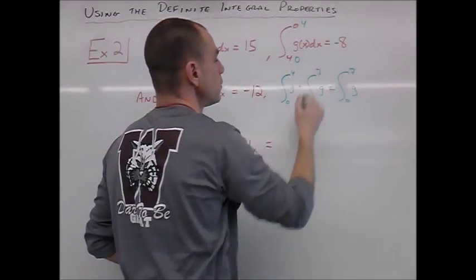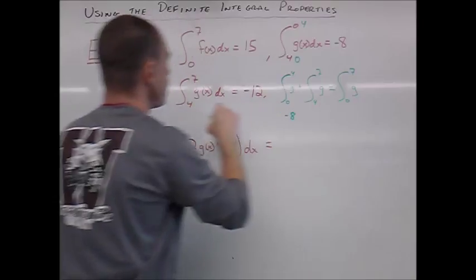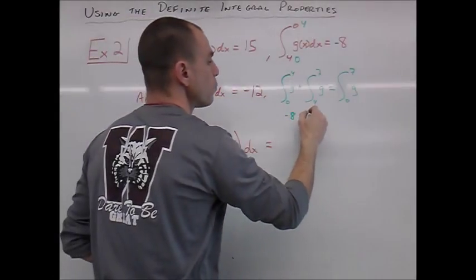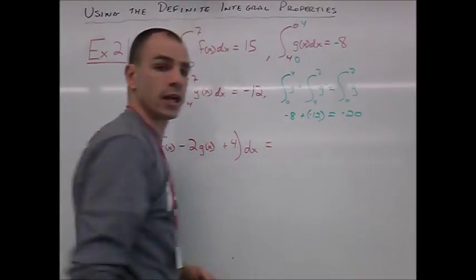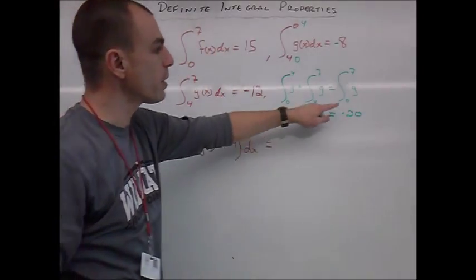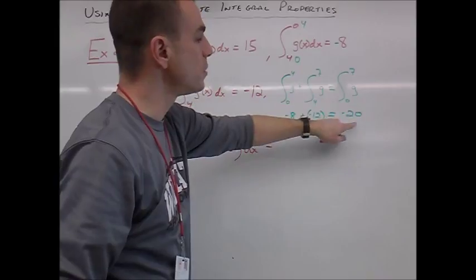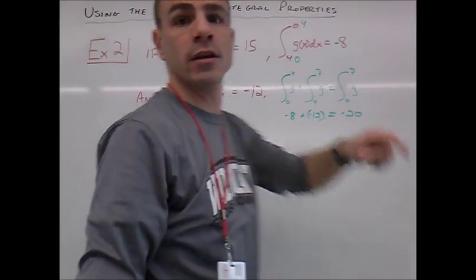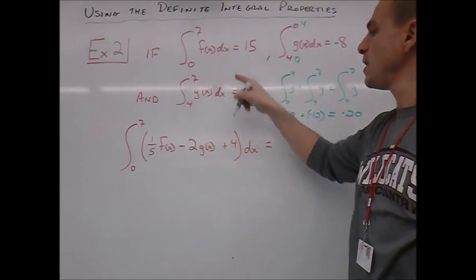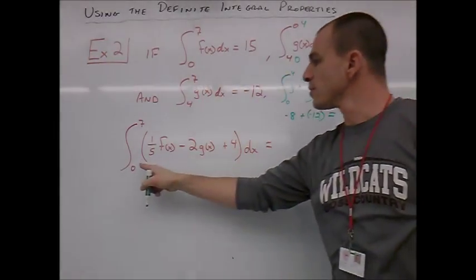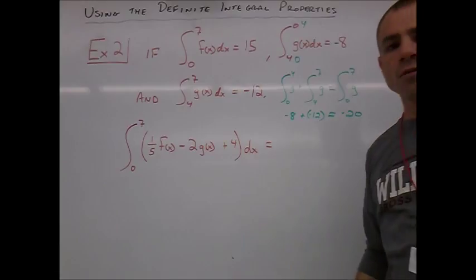0 to 4 of g is negative 8. 4 to 7 of g is negative 12. So we have negative 8 plus negative 12, and that's obviously going to be equal to negative 20. Okay, so now we have the integral from 0 to 7 of g valued at negative 20. We know the integral from 0 to 7 of f is valued at 15, so we can use these two numbers as we begin to break down our overall problem.